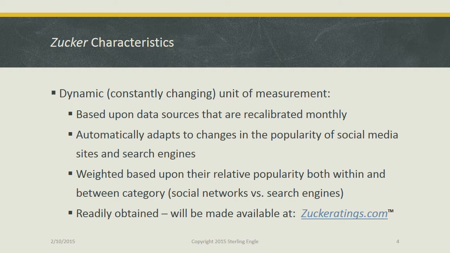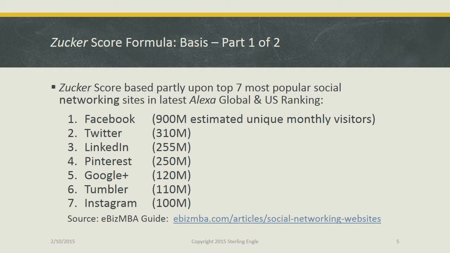and worldwide. It's also weighted based on relative popularity, which is a comparison of monthly unique visitors between social networks and search engines. For example, if social networks had twice as many uniques one month as search engines, then they would contribute twice as much to the Zucker as search engines that month. Finally, it will be readily obtained.